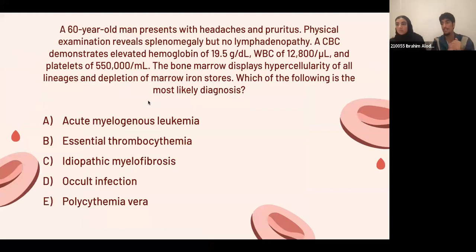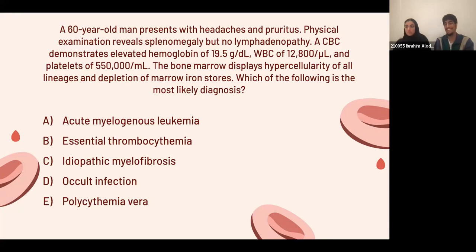Next question for real. I'll read it. A 60-year-old man presents with headaches and pruritus, and a physical exam reveals splenomegaly but no lymphadenopathy. A CBC demonstrates elevated hemoglobin of 19.5, WBC of 12,800. I should not have emphasized the hemoglobin. I gave it away. And platelets of 550,000. The bone marrow displays hypercellularity of all lineages and depletion of bone marrow iron stores. Which of the following is the most likely diagnosis?